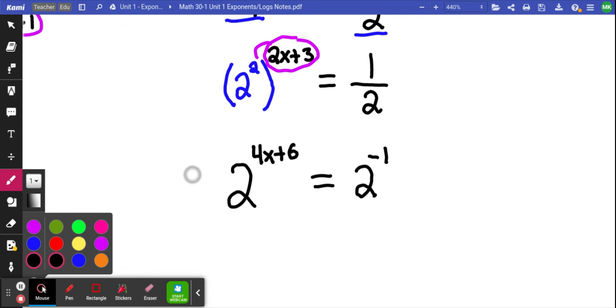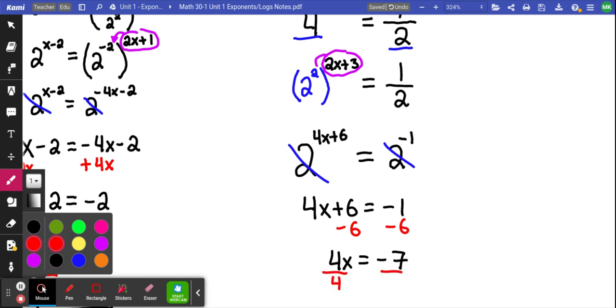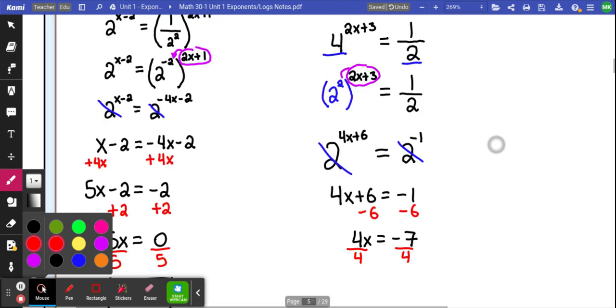Like bases go away. I got 4x plus 6 equals negative 1. Get all your x's on one side. They are. They're on the left. Start moving numbers to the other side. Subtract 6 from both sides. That's 4x equals negative 7. And then divide by 4. X equals negative 7 over 4.